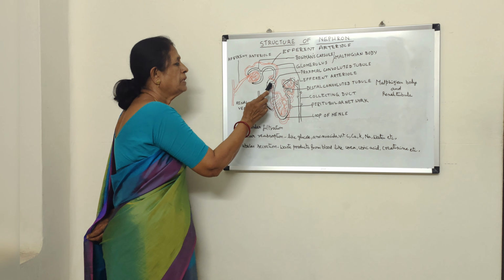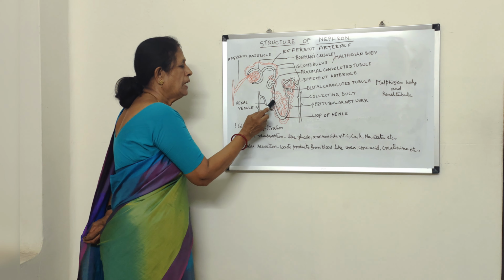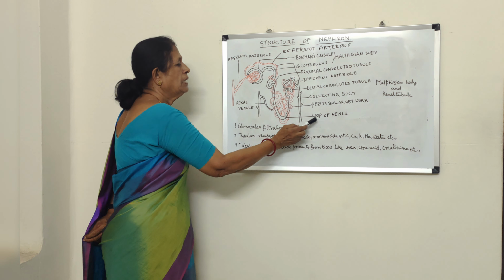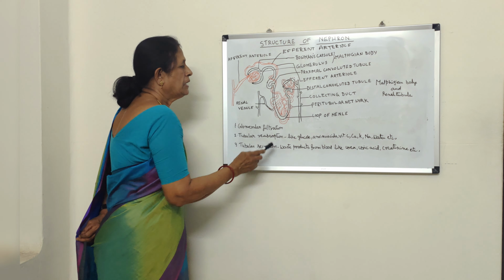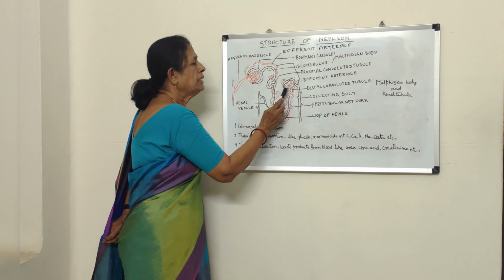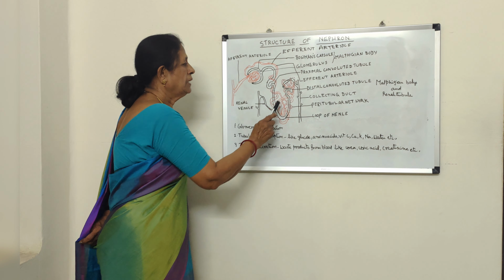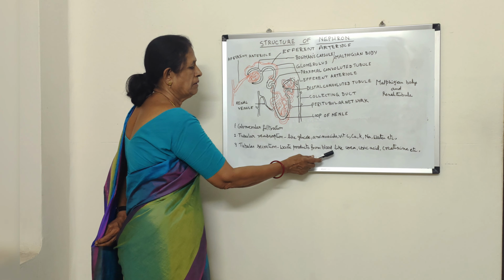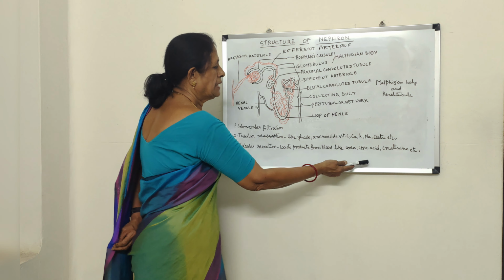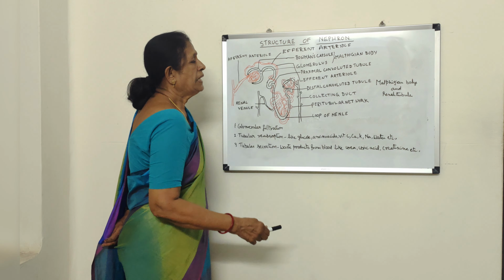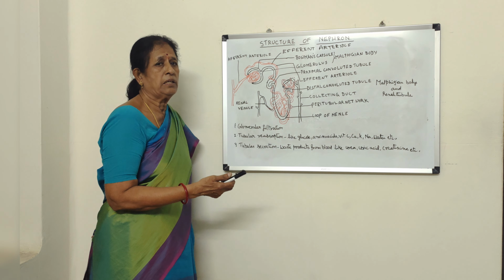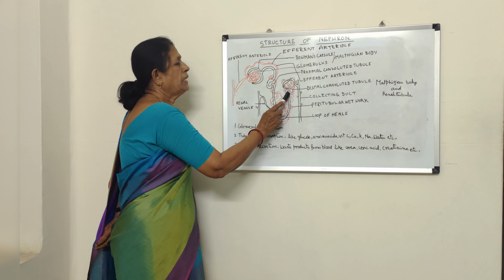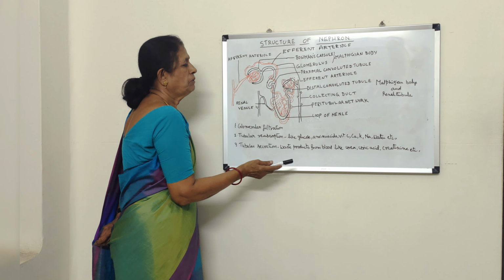They are reabsorbed in the proximal convoluted tube, and here in the loop, that is the U-shaped structure, Henle's loop, the ionic balance will be maintained. And in the distal convoluted tube, the blood will secrete waste products like urea, uric acid, creatinine, and excess of salts. What is not necessary, the excess of salts, is secreted by the blood into the distal convoluted tube.